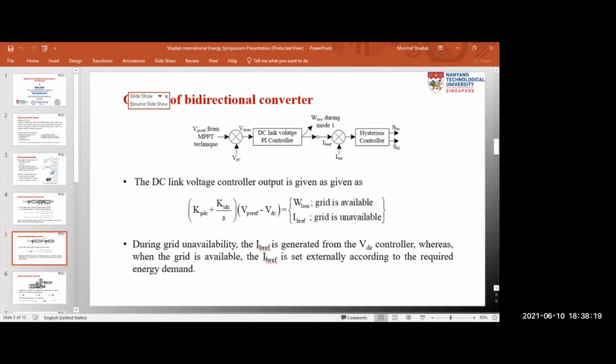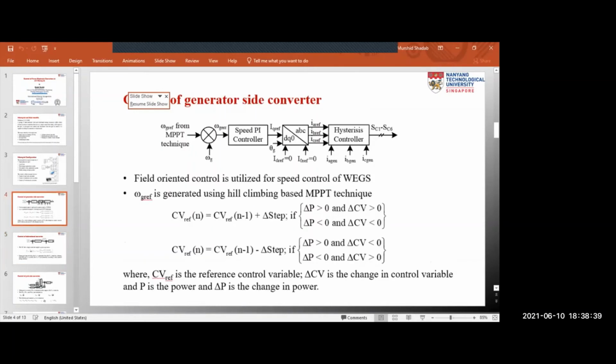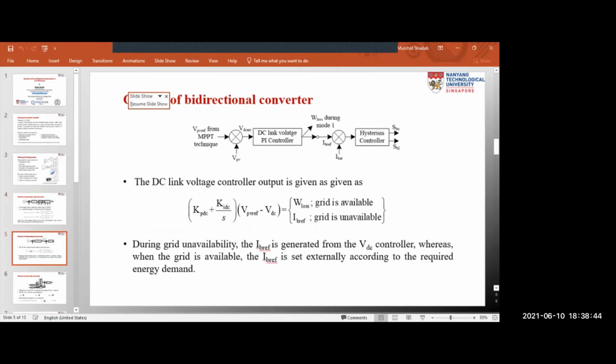The reference DC link voltage is taken according to the voltage at which optimum power can be extracted from the PV array. Again, the reference PV voltage is taken from the hill climbing algorithm, and then this is compared with the sensed PV array voltage and fed to the DC link voltage controller.